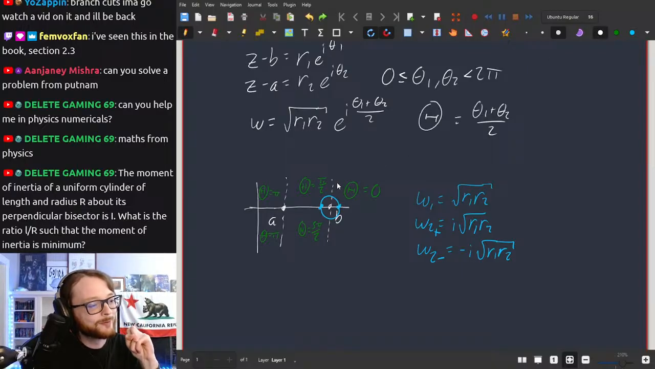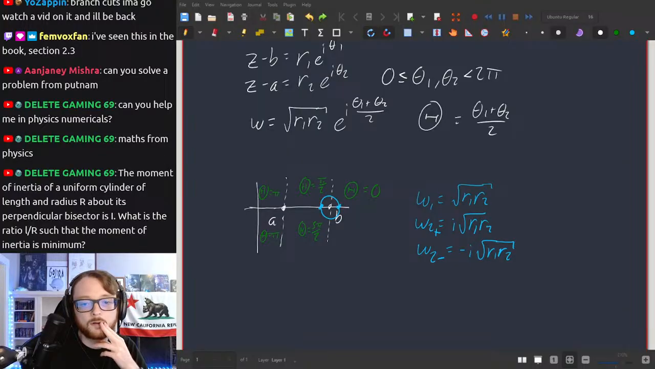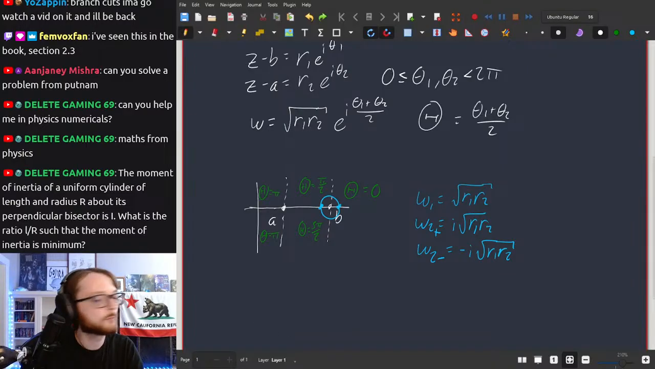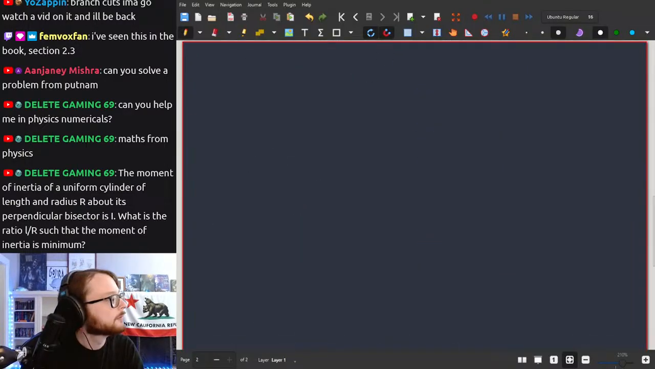The moment of inertia of a uniform cylinder of length and radius r about its perpendicular bisector is I. What is the ratio I over r such that the moment of inertia is minimum? One minute. Let me get that question on the screen. I think I can do that. I just need to remember how moment of inertia works.